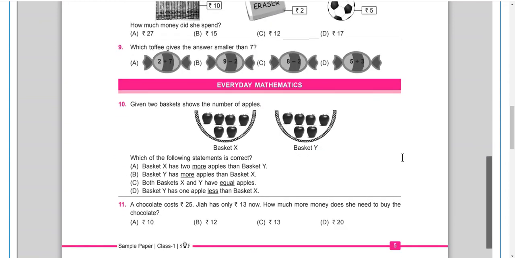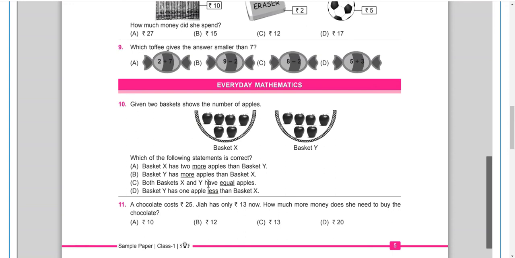The next question is, given 2 baskets showing the number of apples, which of the following statements is correct? Statements means there are 4 options and you need to check for the right answer. So let's count first of all. In this kind of question we can count how many apples are in basket X and how many apples are in basket Y.